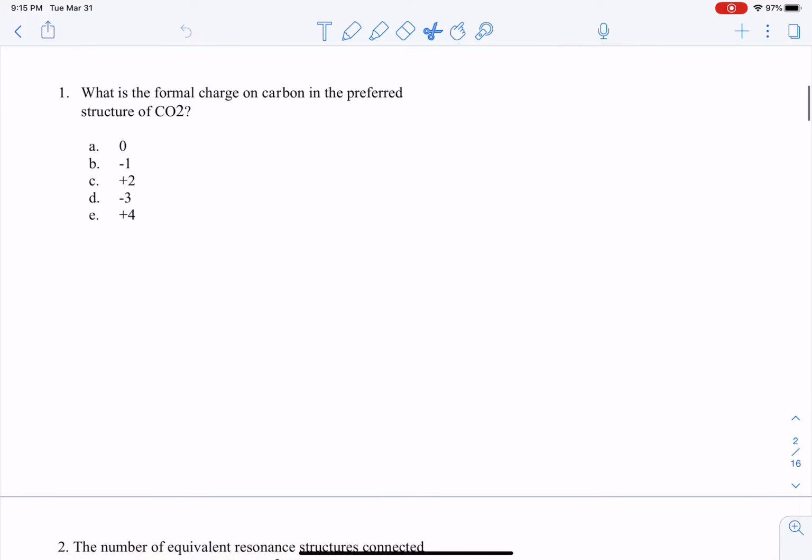So the question states, what is the formal charge on carbon in the preferred structure of CO2? There are two important things that we need to know, that is formal charge. What is asked is the formal charge on carbon in the preferred structure. It's called preferred, okay, that is the most important structure of CO2. So what we have to do is make the structure of CO2 first.